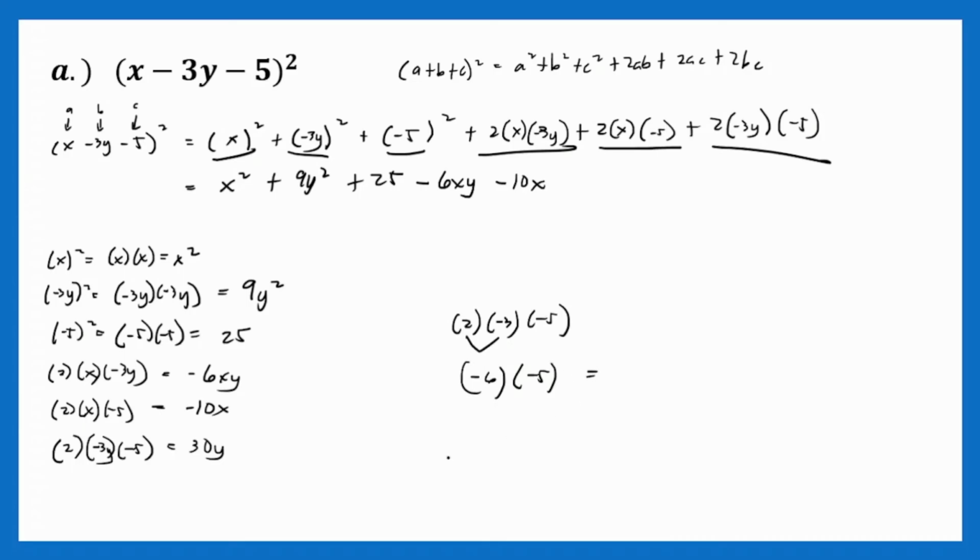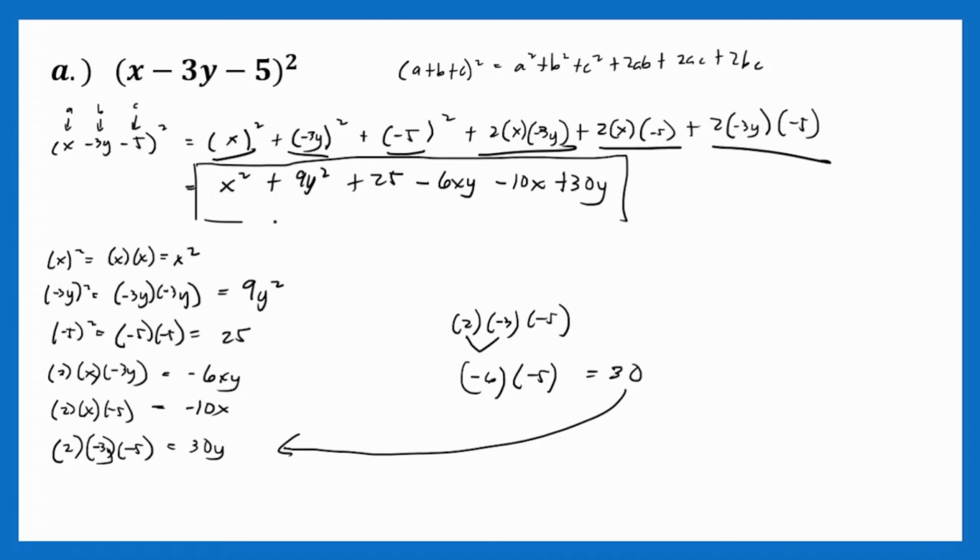Kaya siya naging positive kasi sa dulo, same sign na ang naka-times. Okay? Same sign na to, di ba? Negative 6 times negative 5, the answer is 30. Kaya siya ganyan. Yung y, copyhin mo lang. Kaya siya plus 30y. And that is now the final answer. So, ayan. x squared plus 9y squared plus 25 minus 6xy minus 10x plus 30y.